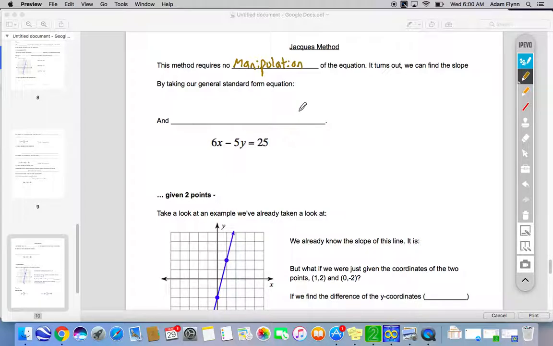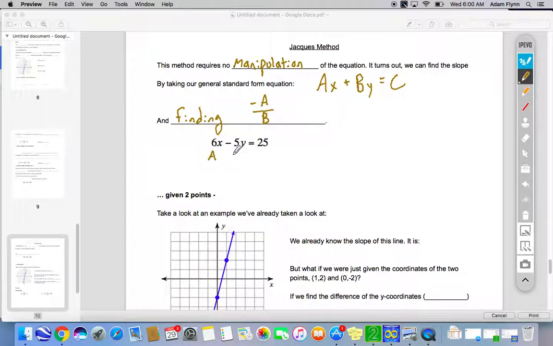So it turns out we can find the slope by taking our general standard form equation, which is ax plus by equals c, where x and y are on the same side, and finding what negative a is and dividing by b. Okay, so if I do that, I know this is my a. And again, we're taking a look at the same exact example as we did above. So I know the slope is 6 over 5. So let's see if we get the same answer.